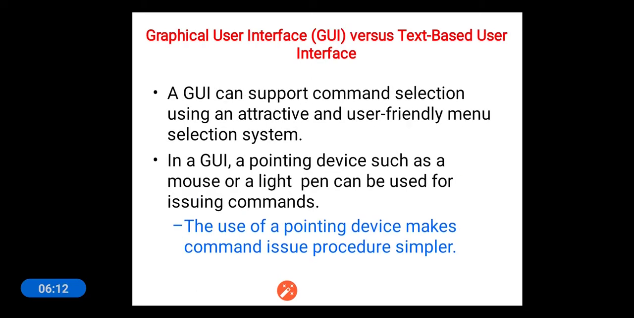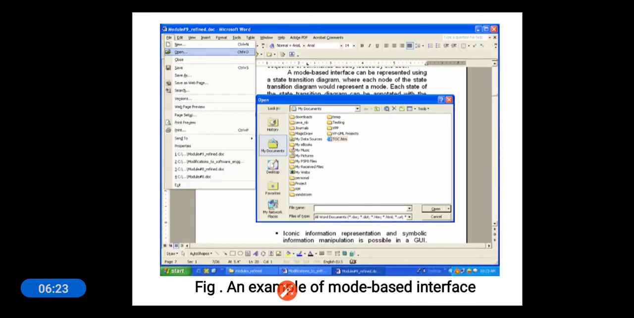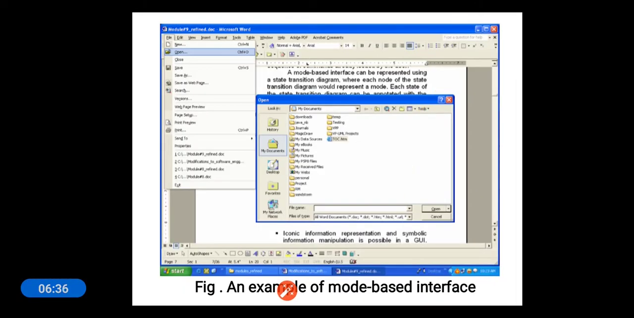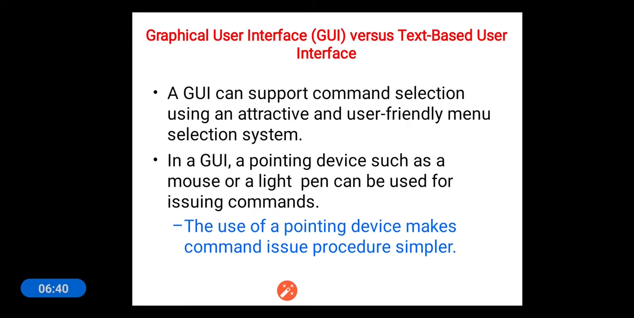A GUI can support command selection using an attractive and user-friendly menu selection system. In this previous example, everything is visible to us. All the commands are visible to us, and just by clicking on a menu item, we are able to execute certain commands. So all the commands are visible to the user in a GUI.